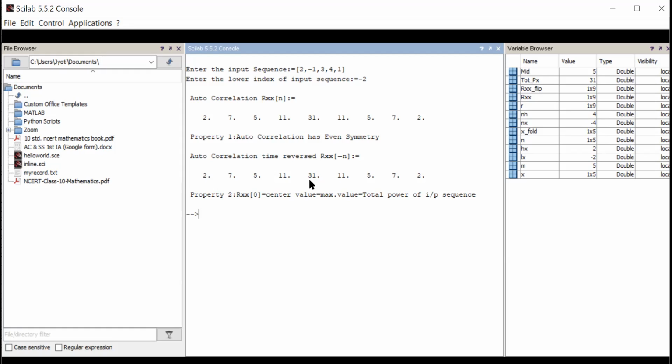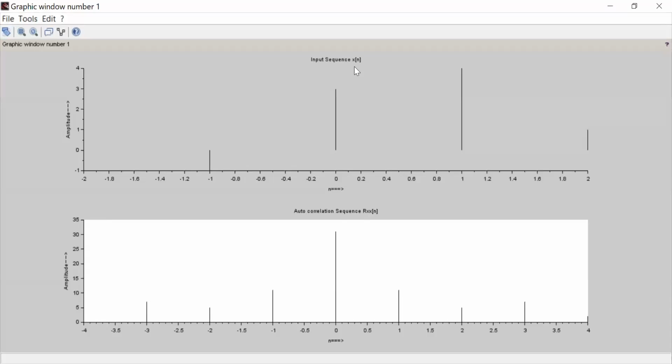Here, the midpoint value and the maximum value are the same. Therefore, the total power is equal to the center value or the maximum value. Therefore, the second property also holds good. Then the graphs for the input and output sequences. I'll show the graph for this. Okay, this is the graph for the sequence. This graph is for the input.